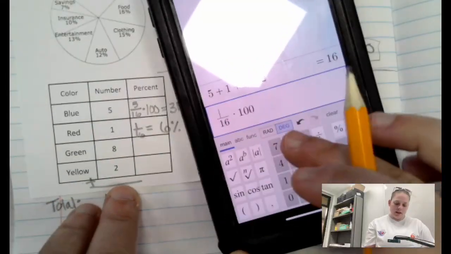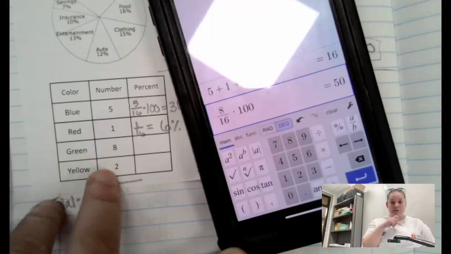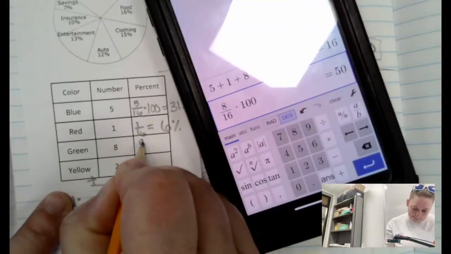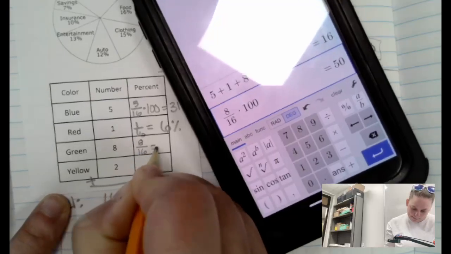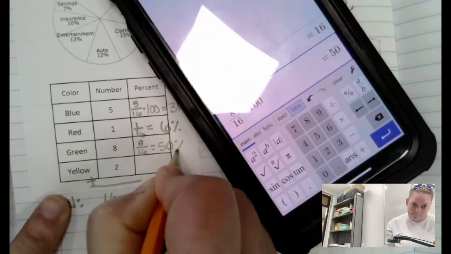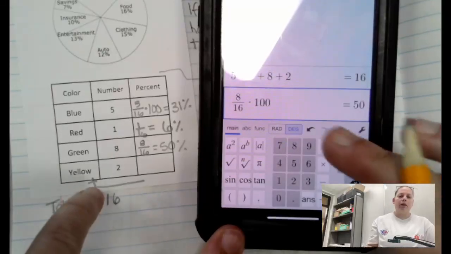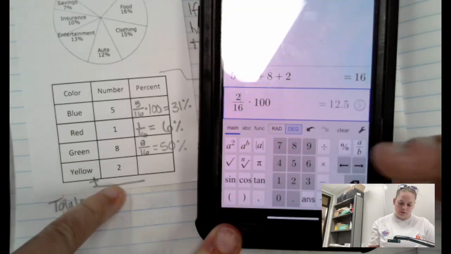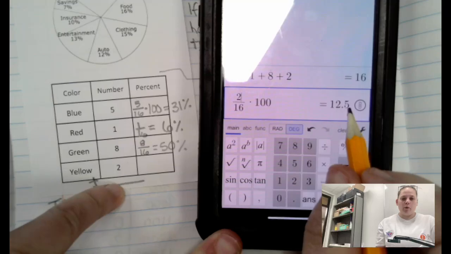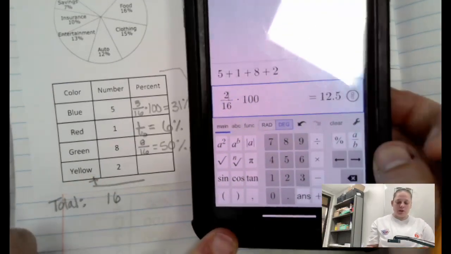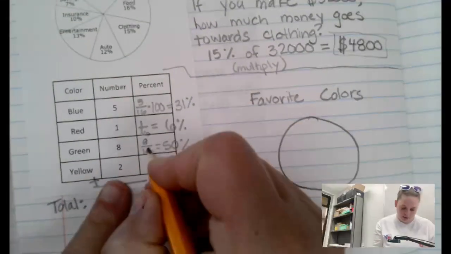All right, 8 divided by 16. 8 is half of 16, so 50%. Okay, and then 2 over 16 is 12.5%. So if you round that 12.5, the 5 tells us to round up, so we're going to round to 13%.